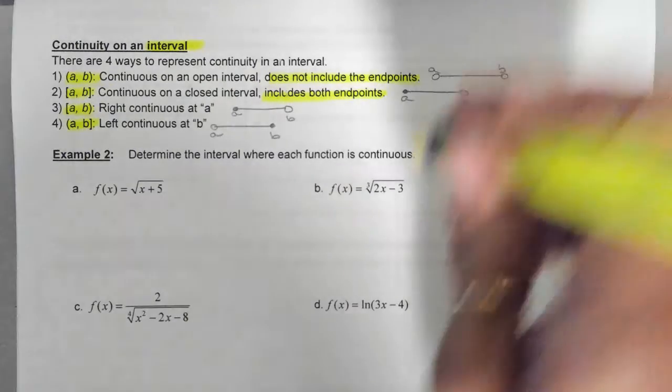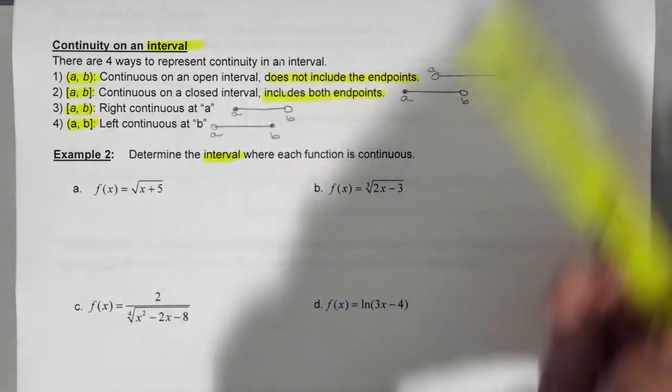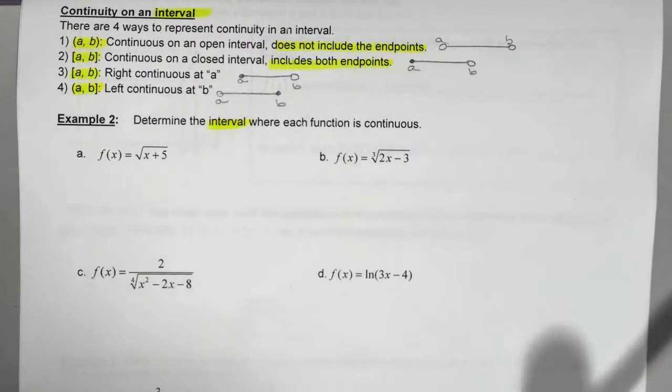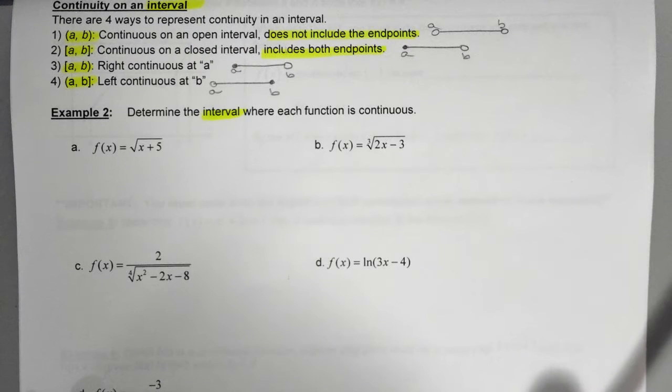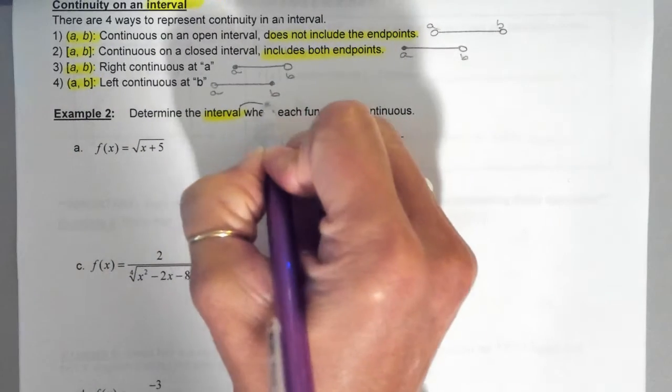So here the directions are: identify the interval over which each function is continuous, because we're going to talk about the x values or the points or whatever. But here we want to know the interval. So really, what we're looking at is a domain. Where is this function continuous versus not continuous? So here we're looking at the domain.